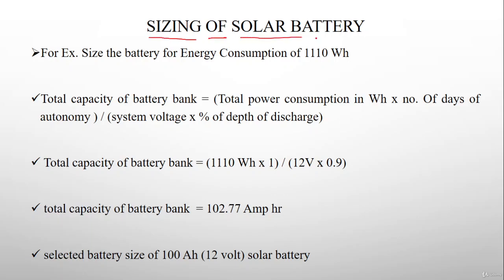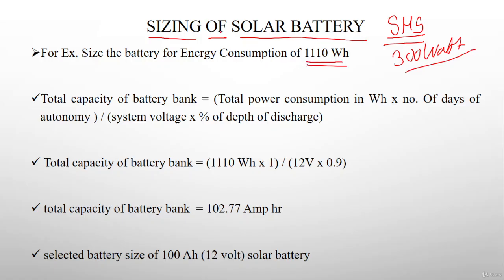Sizing of solar battery. In this session, we're going to talk about how we can size the solar battery for the designing process of the solar home systems for the 300 watt capacity. So basically, we know the watt hour consumption for the consumer on a daily basis is 1110 watt hour. This watt hour capacity will be required whenever we are sizing the battery bank capacity for the consumer.